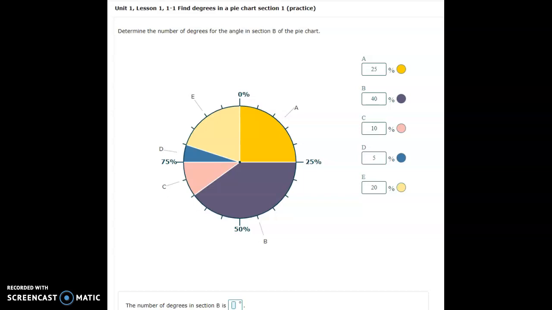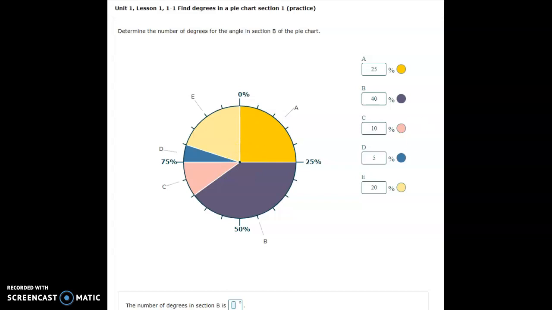All right, so we are in lesson 1-1. This is in the Connect Math homework assignment. This is question 4. It says determine the number of degrees for the angle in section B of the pie chart. So we have a pie chart here, and section B is represented by this dark purple shaded area. So it wants to know the angle that is right here.